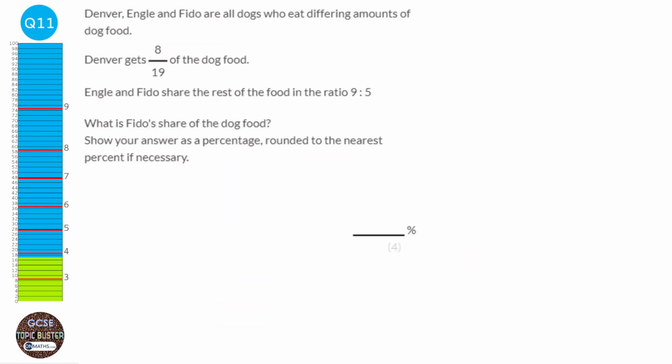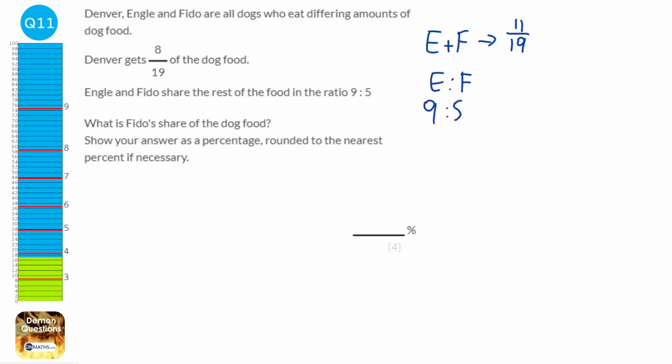The first piece of information I'm going to focus on is the fact Denver gets 8/19. That means that Engel and Fido together must get 11/19 because they have to add up to 1. So we're only looking at 11/19. I'm going to focus on the ratio next of Engel to Fido. So it's 9 to 5. And let's have a look and see, well, first of all, how many parts there are all together. So 9 plus 5, which is 14 parts.